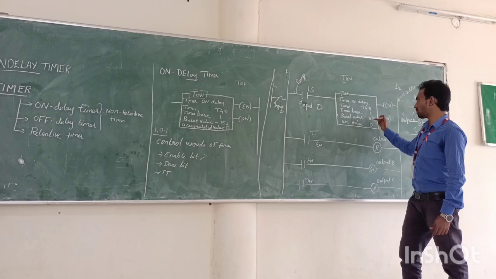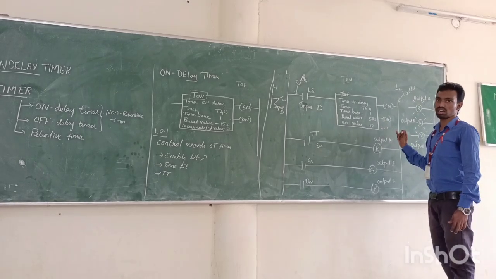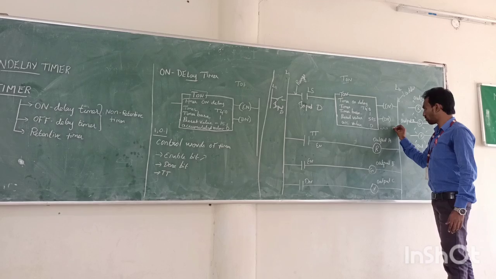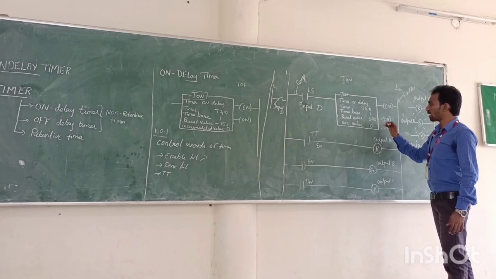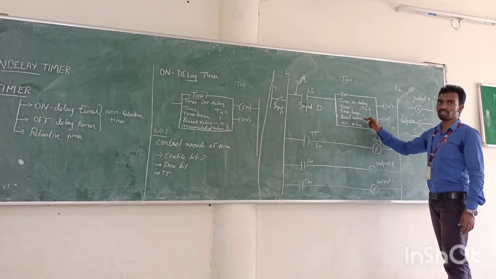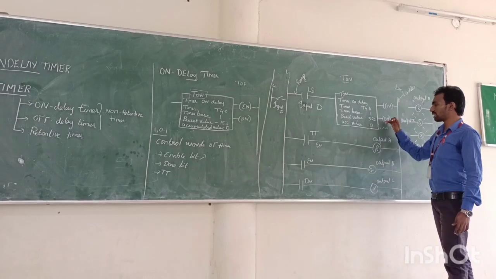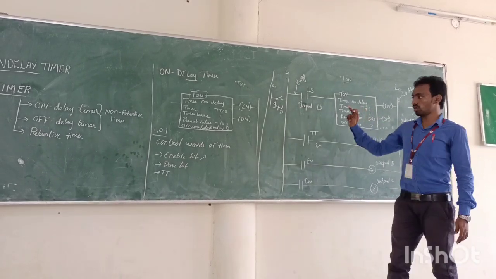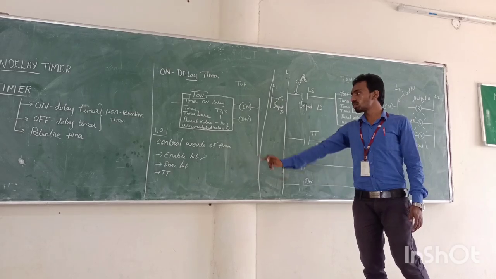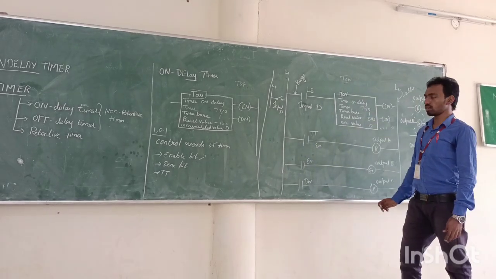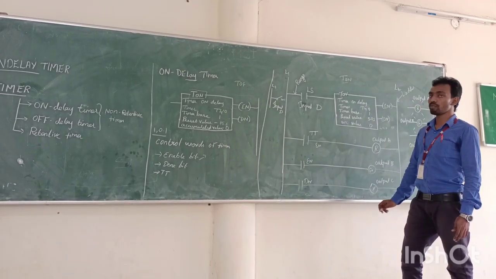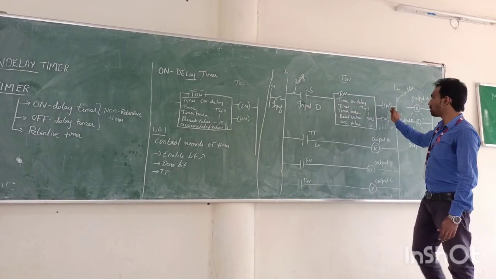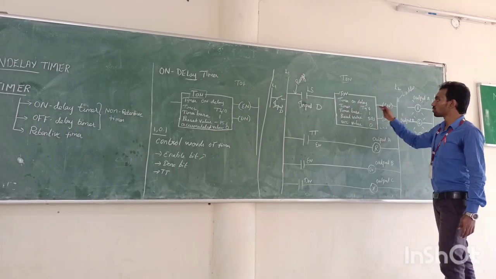Up to the preset value, it will keep timing. When it reaches the value 50, the accumulated value and the preset value become equal. At that time the done bit will be activated. We already discussed this in the control bits. When will the enable bit be true? When the timer instruction is true, the enable bit becomes true.